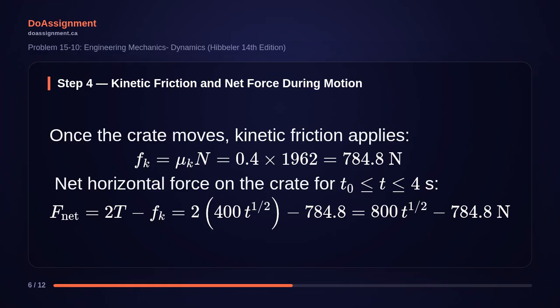Once the crate is sliding, kinetic friction applies. μk is 0.4, so kinetic friction equals 0.4 times 1962, which is 784.8 newtons. The net force on the crate during motion is 2T minus kinetic friction, 800 times the square root of t minus 784.8 newtons.